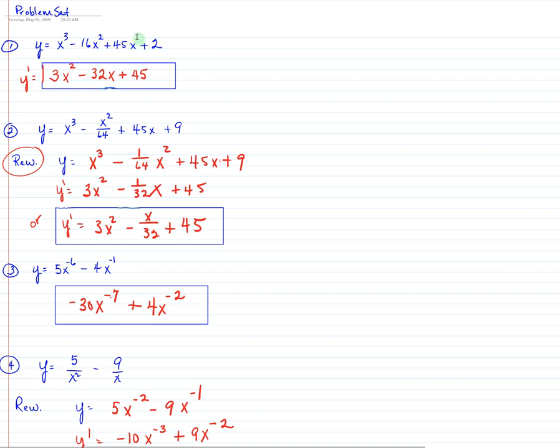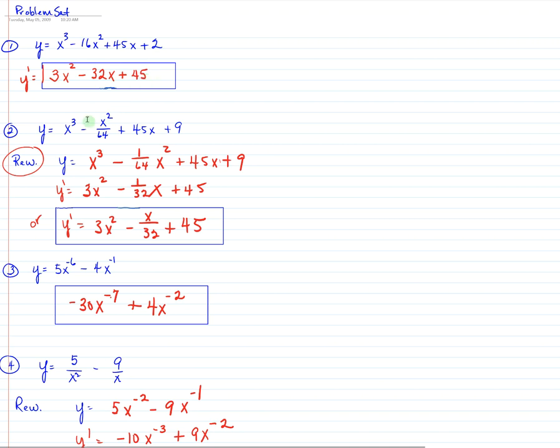There's a 1 understood up here. 1 times 45 is 45. When you take 1 away from 1, you get x to the 0, which is just the number 1. So anytime you're taking the derivative of an x, it becomes a constant. And remember, the derivative of a constant is 0. So our final answer is written here.